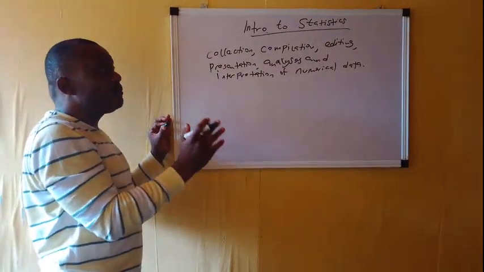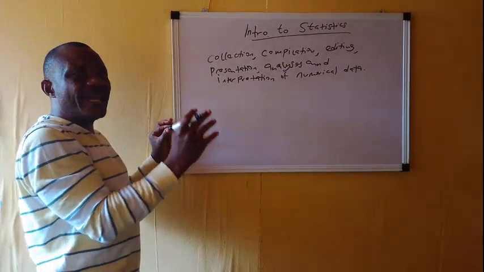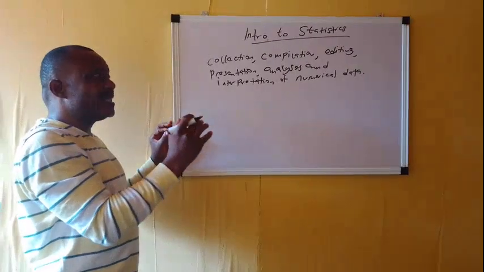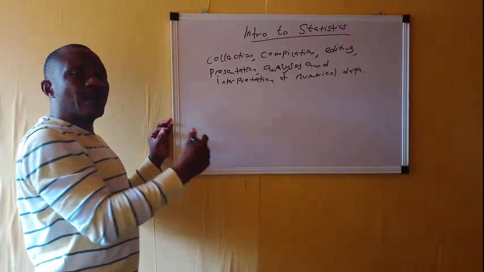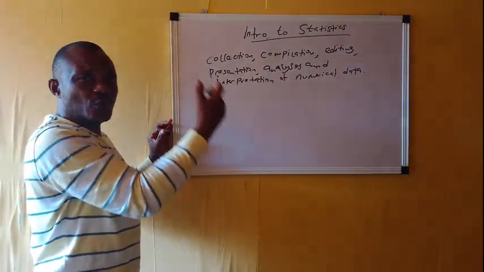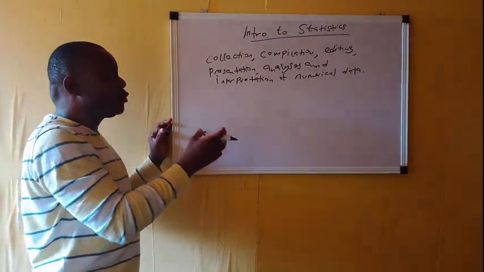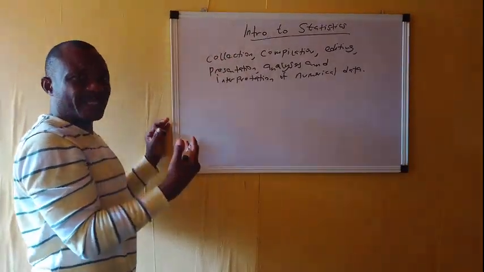When you now compile them, you look for a way to edit them to see if there's any error. And after you have edited them, there are ways of presenting data. You present the data, then you now go ahead to analyze, and before you now do your interpretation. If you don't do your interpretation, your analysis is not complete.